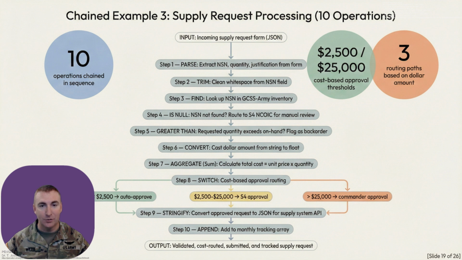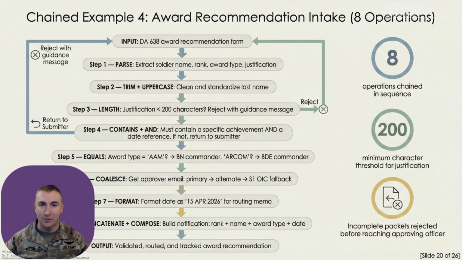One more chain, and this one catches bad packets before they waste anyone's time. Every S1 section processes DA638s the same way. 8 operations automate the intake. Parse the form fields. Clean and standardize names. Check the justification length. If it is under 200 characters, reject it before it ever reaches the approver. Verify the justification contains a specific achievement and a date. Route based on award type. Use Coalesce to guarantee a valid approver email. Format the date. Compose the notification. Incomplete packets never reach the approving officer.